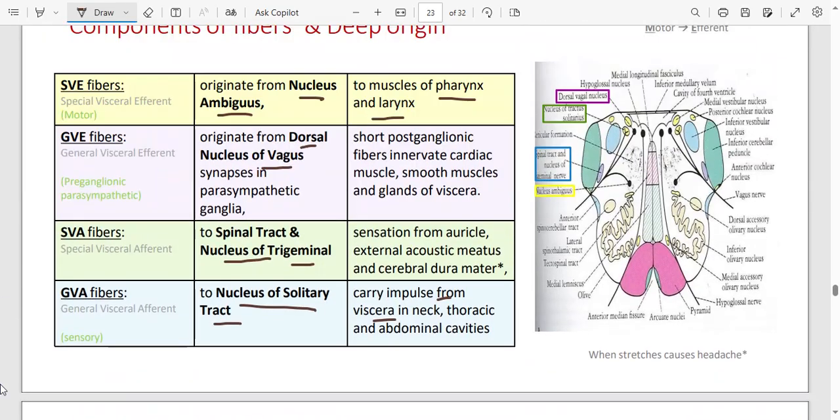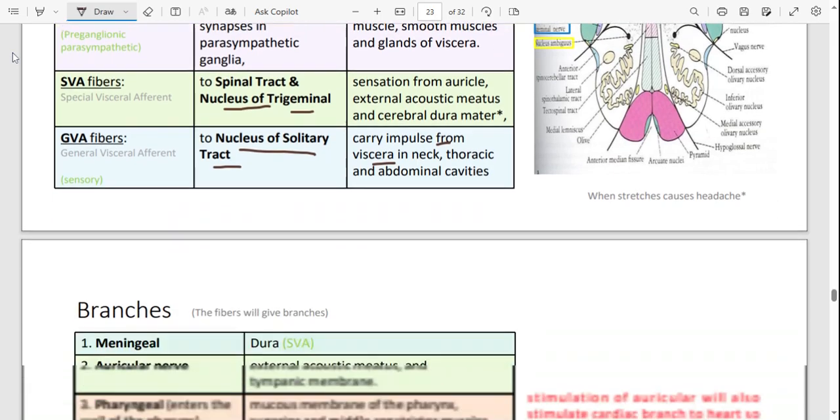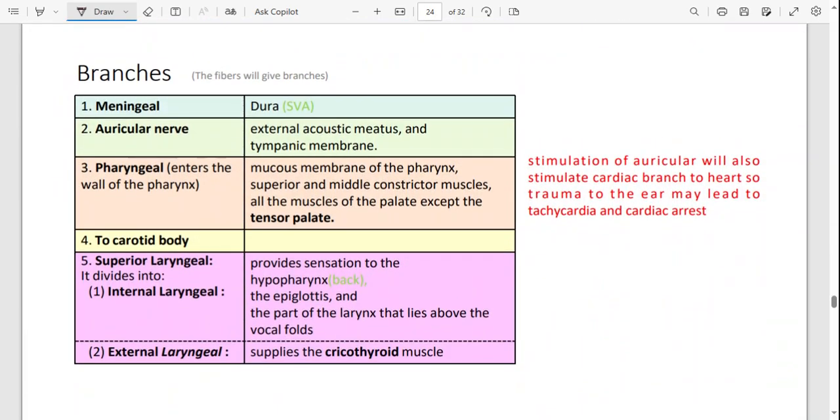And this picture has been coming in, I think it came in test one, also in the exam. So it's important for you to know it. But that's not for head and neck.